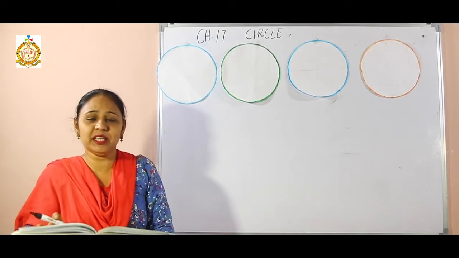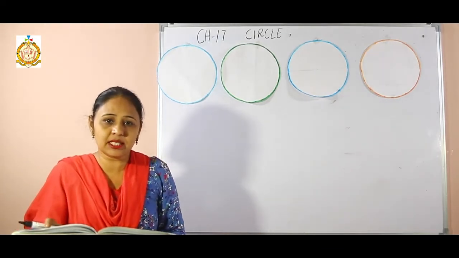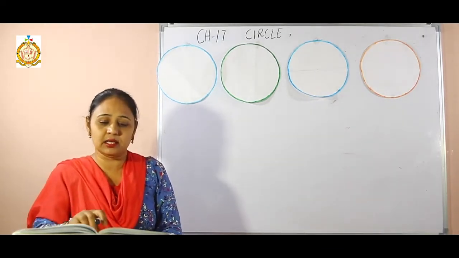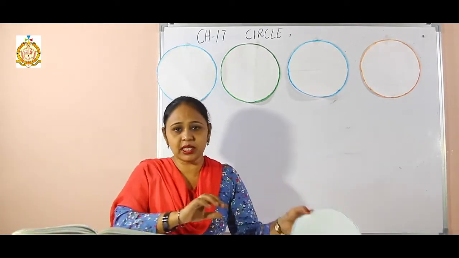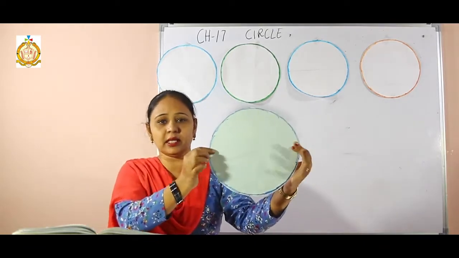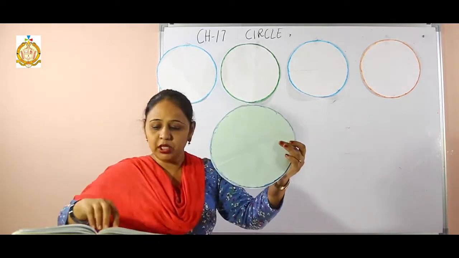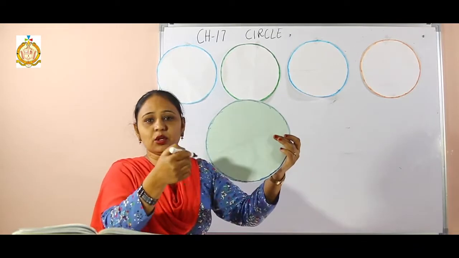Now I am going to explain the class 10th chapter, circle. Now what is a circle? We know that all the round things represent a circle. I am taking one like this. This is my circle, this boundary. Okay. Now this is called the circumference.